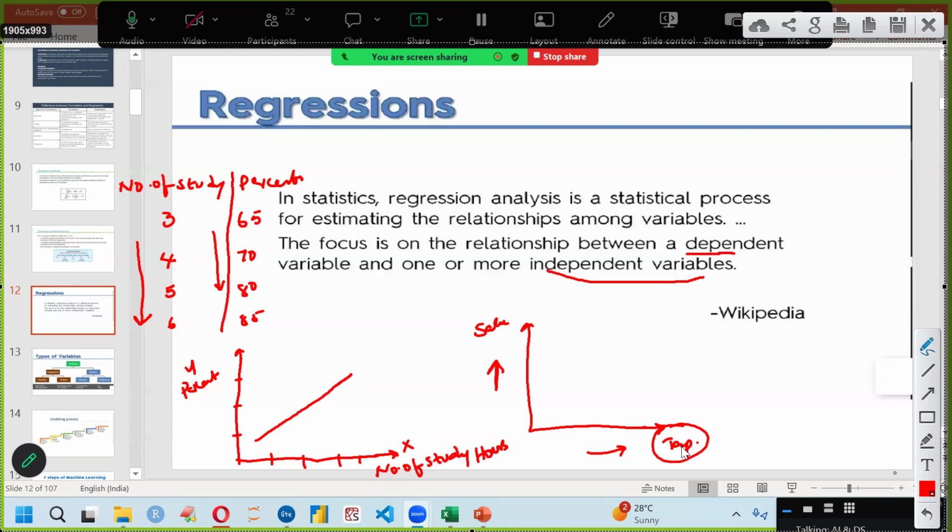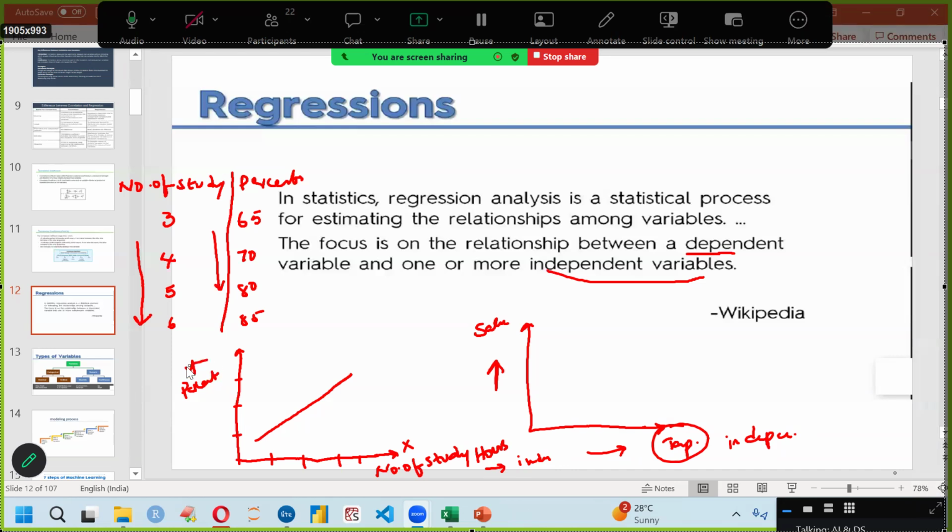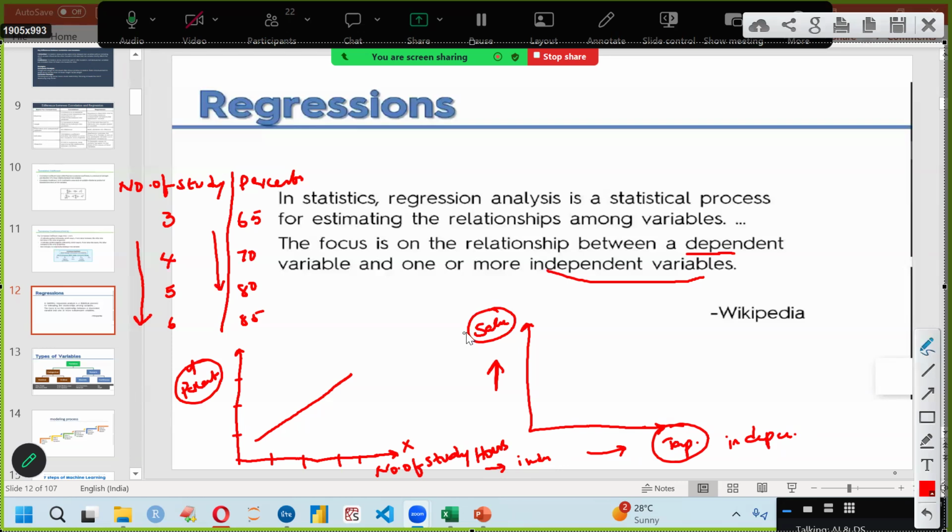So this temperature, we call it the independent variable, and here number of study hours, we call it the independent variable. And here the dependent variable: percentage is a dependent variable and sales of cool drinks is a dependent variable. Do remember, we always represent the dependent variable with Y and the independent variable with capital X.